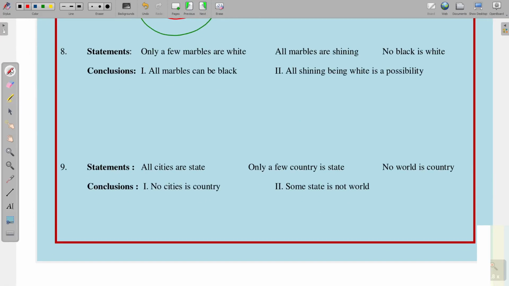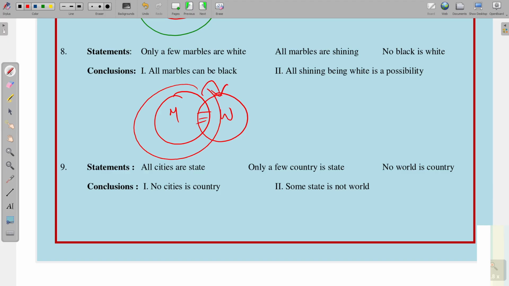Next, only a few marbles are white. All marbles are shining, no black is white. All marbles can be black, marble here, black here. So if all marbles are black and no statement between white and black, the first one does not follow. All shining being white is a possibility, so shining here, white here.